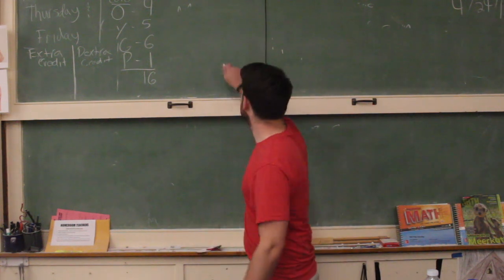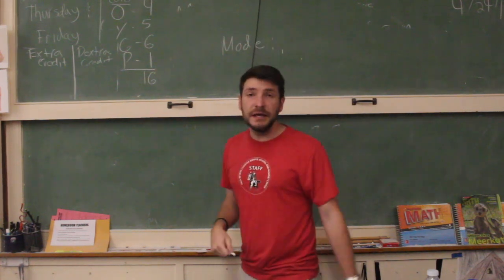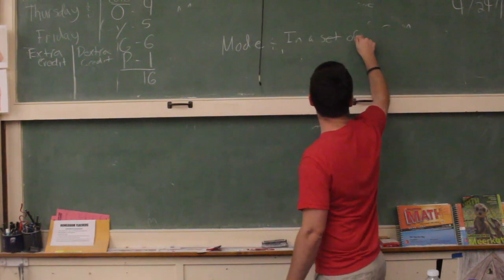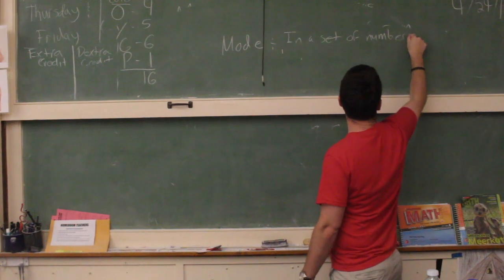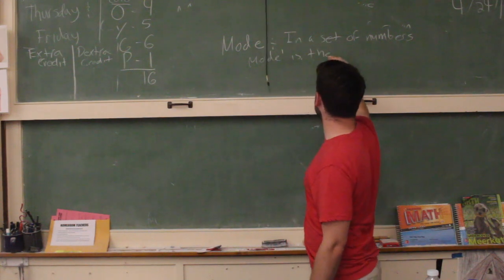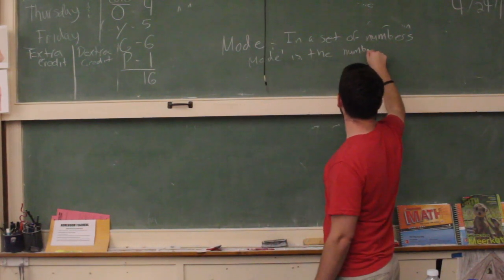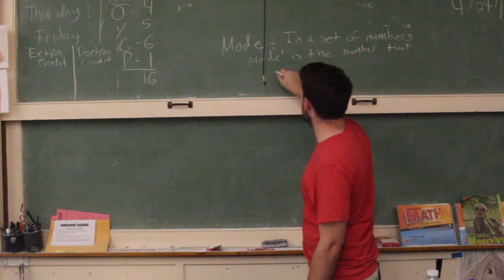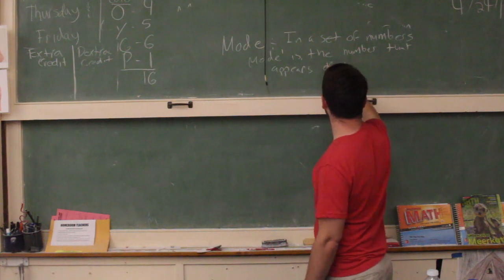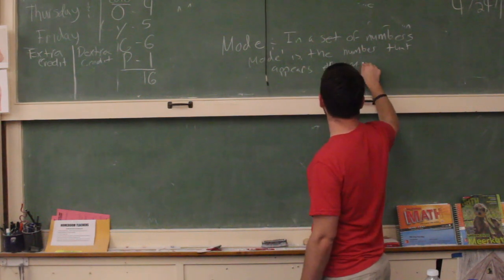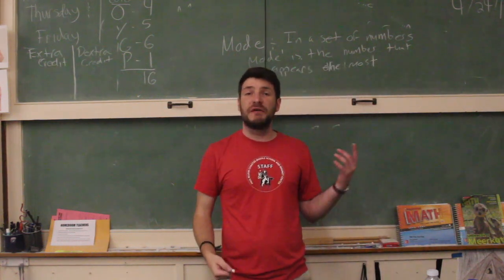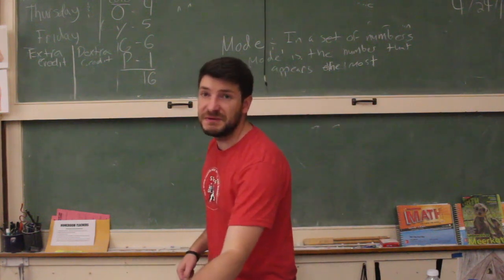Now we're going to be on to mode. In a set of numbers, mode is the number that appears the most. So let's take a different set of numbers and see if we can find the mode. For our class, there's going to be a mode, or you also have the option for there not to be a mode. Let's make a list of numbers right now.